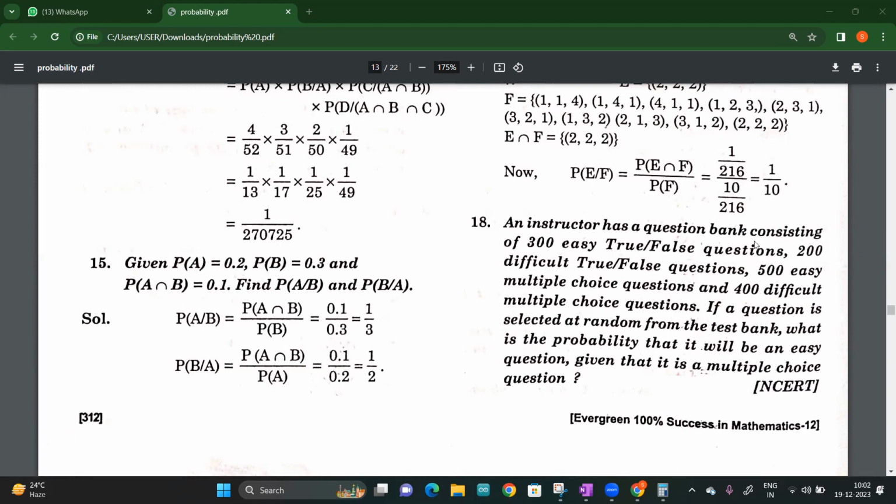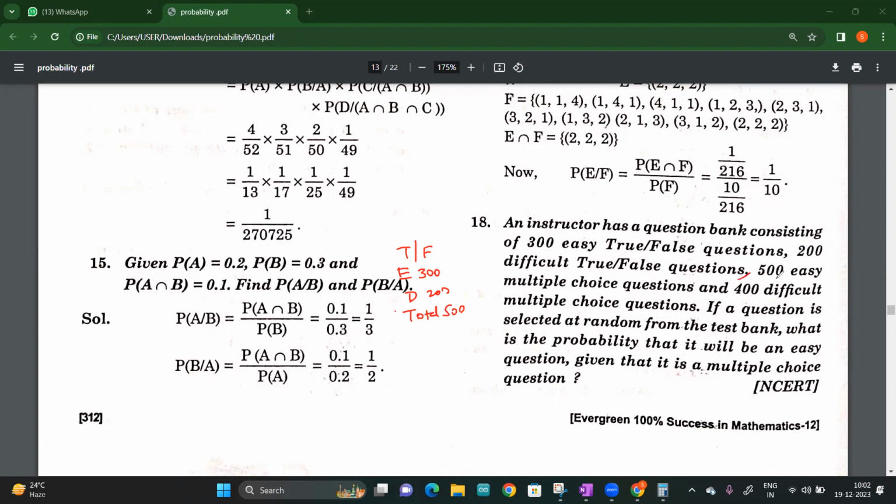An instructor has a question bank consisting of 300 easy true false type questions, 200 difficult true false type. So there are two varieties, true false type. How many questions? Easy questions 300, difficult questions 200. Total is 500 questions.